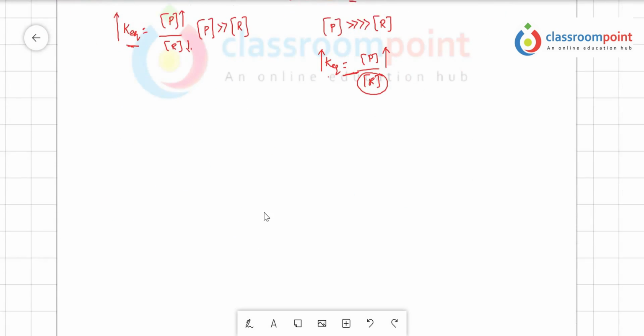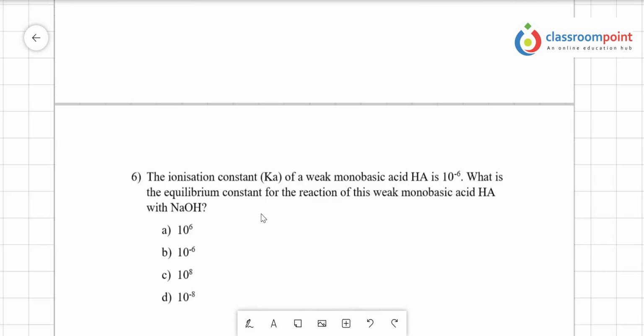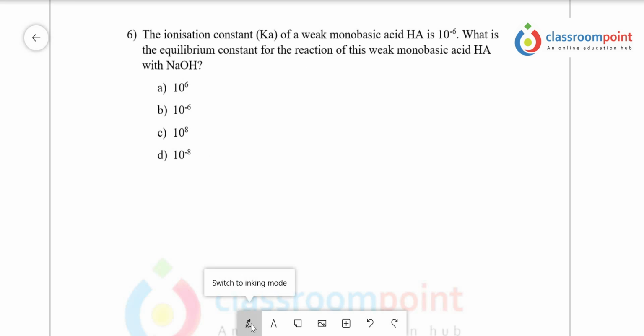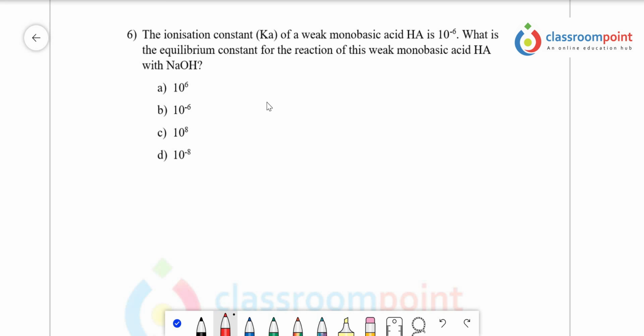Now let's go to the next question. The ionization constant Ka of a weak monobasic acid HA is 10 power minus 6. What is the equilibrium constant for the reaction of this weak monobasic acid HA with NaOH? Let's write down the equation for this. Let's take the weak monobasic acid HA as acetic acid, as it is well known.